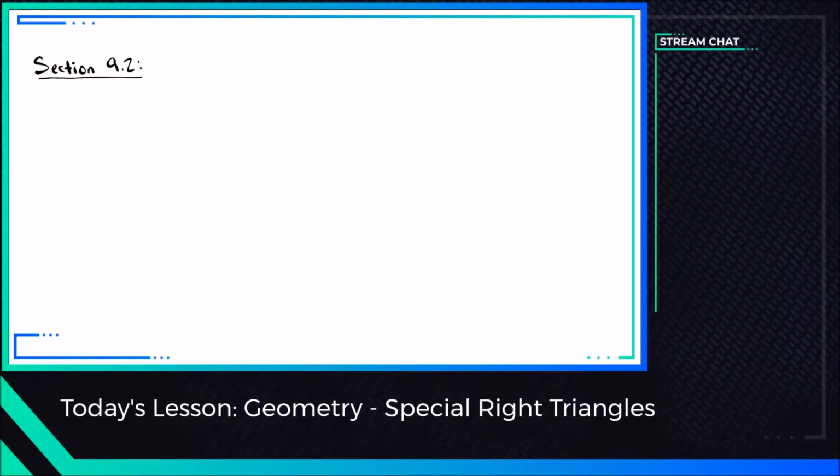Section 9.2 is all about special right triangles. Alright, and we're going to be talking particularly about two different types of special right triangles, and we define these triangles as being special by some angle measurements. So first off, they're going to be a right triangle, so you're going to have a 90-degree angle. And there's really two kind of special right triangles.